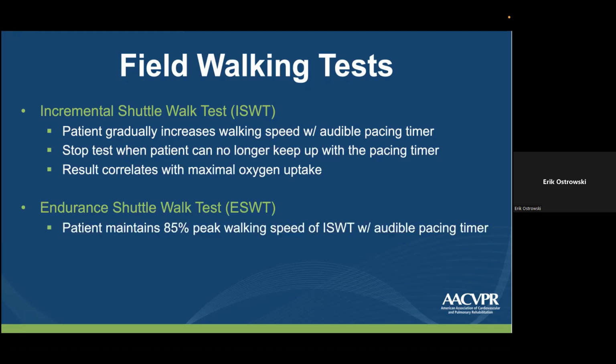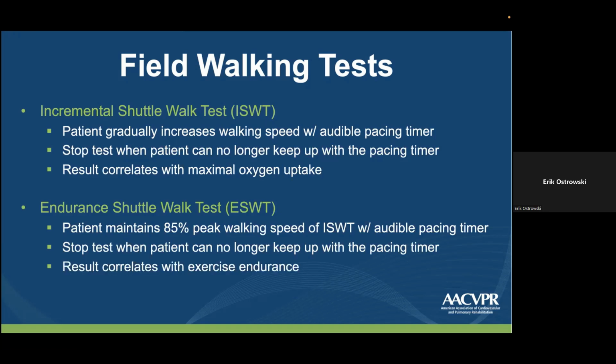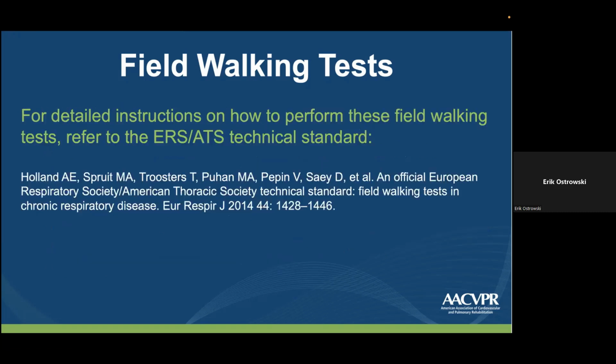There's also the endurance shuttle walk test. To perform this test, you essentially have to perform the incremental shuttle walk test first, and you take 85% of the maximal walking speed that the patient achieved with the incremental shuttle walk test, set the pacing timer at a constant pace, and then the patient will just continue walking at that pace until they can no longer keep pace with the timer. And this correlates really well with exercise endurance. So these are just some other options.